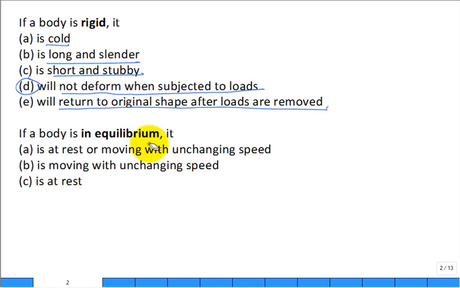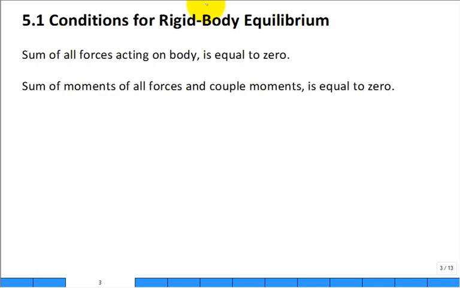Okay, next question. If the body is in equilibrium, is it at rest or is it moving with unchanging speed? Yeah. So a lot of systems are actually moving. But if it's moving without accelerating, it's in static equilibrium. So basically, most of the time we think, oh, that has to be at rest. But no, it can be at a constant speed.